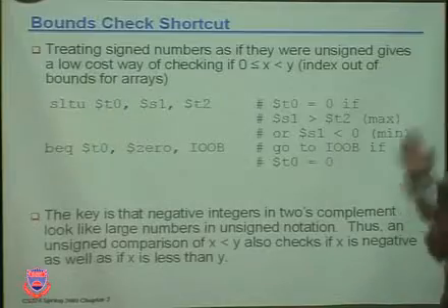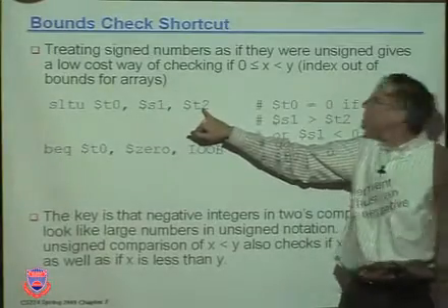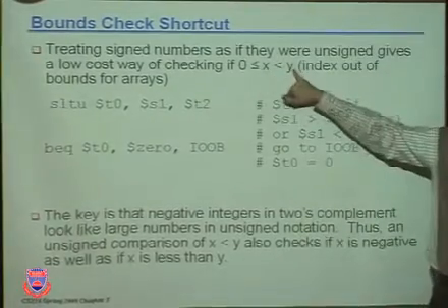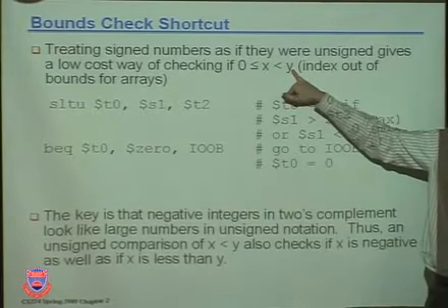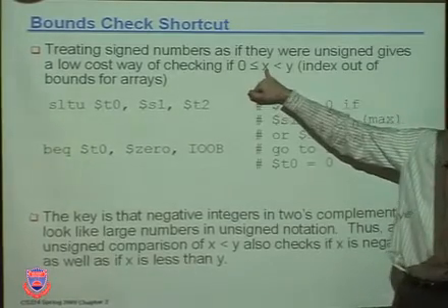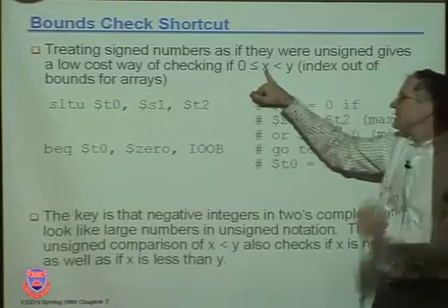All right, let's ask the question. If S1 is greater than T2, meaning if this is greater than this, are we out of bounds? Should we throw an exception? Yeah. If this is a negative number, should we throw an exception? Yeah, okay.